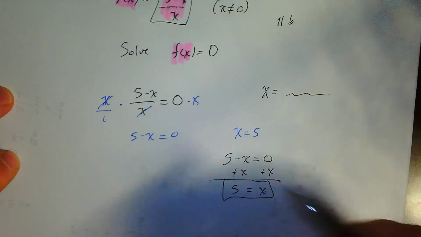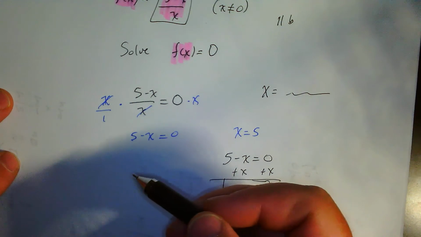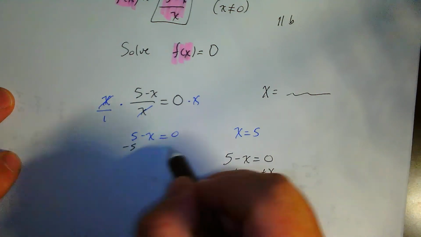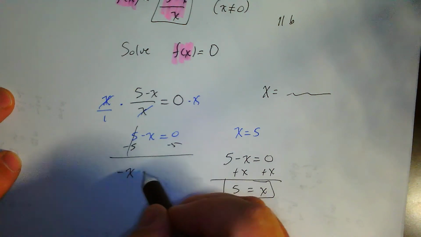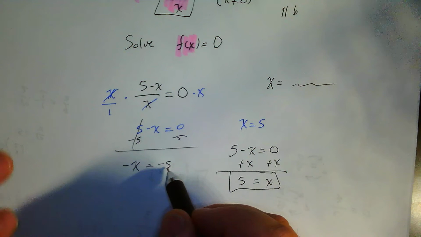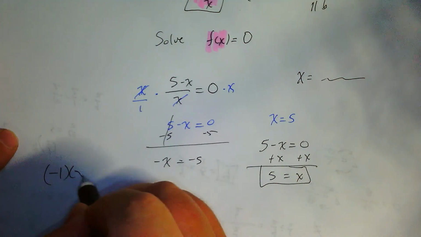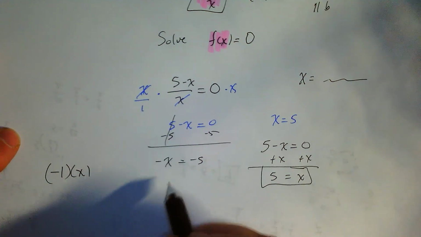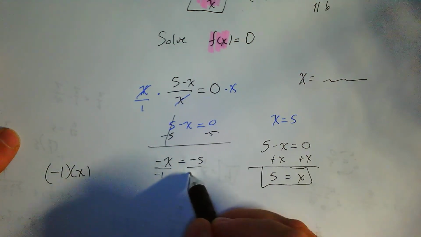There you go. What a lot of people do a lot of the time, though, is just out of habit. They're like, well, I need to get the x by itself, so I'm going to subtract 5 from both sides. So that makes 0, and you're left with negative x equals negative 5, right? Well, that's really negative 1 times x. So x isn't really by itself because that's really negative 1 times x. That's what this is. So you really need to divide both sides or multiply both sides by negative 1. Divide by negative 1, x equals 5.